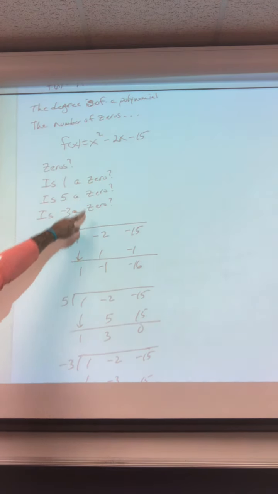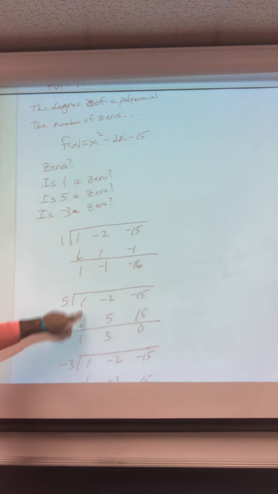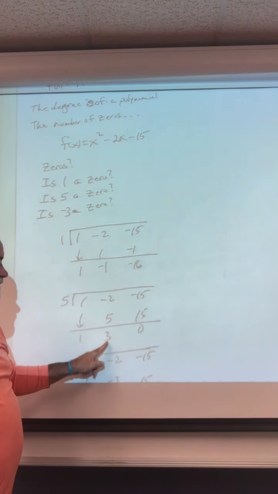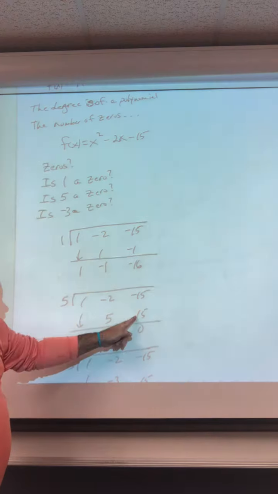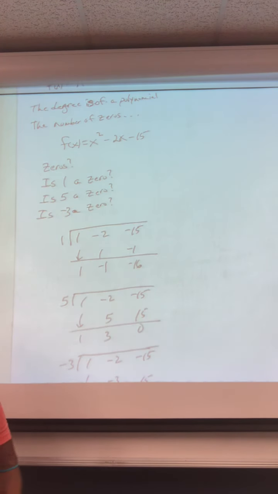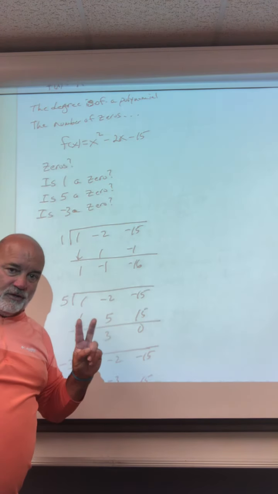So is 5 a zero? Put 5 here. Bring the 1 down. 5 times 1 is 5. Negative 2 plus 5 is 3. 5 times 3 is 15. Negative 15 plus 15 is 0. So yes, 5 is a zero. It's one of the two zeros.